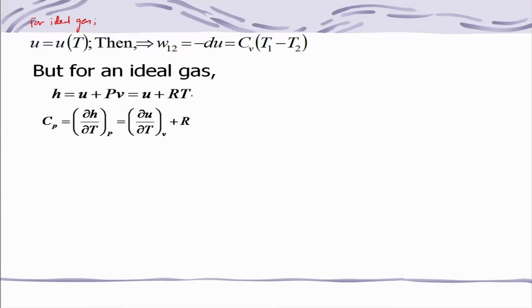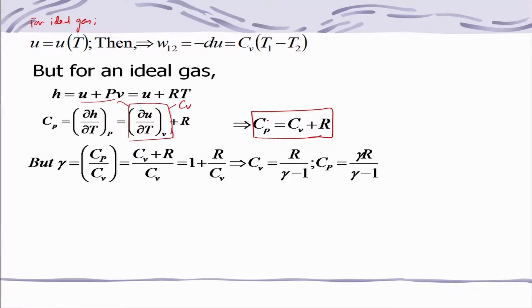And if I integrate this, from the definition of the Cp values, dH by dT at constant pressure, I can use this expression and find dU by dT at constant volume plus R, and this is nothing but Cv, right. So, I can write Cp is equal to Cv plus R. This will be used very often. If I know the Cv value for an ideal gas, I can very easily calculate the Cp and vice versa.